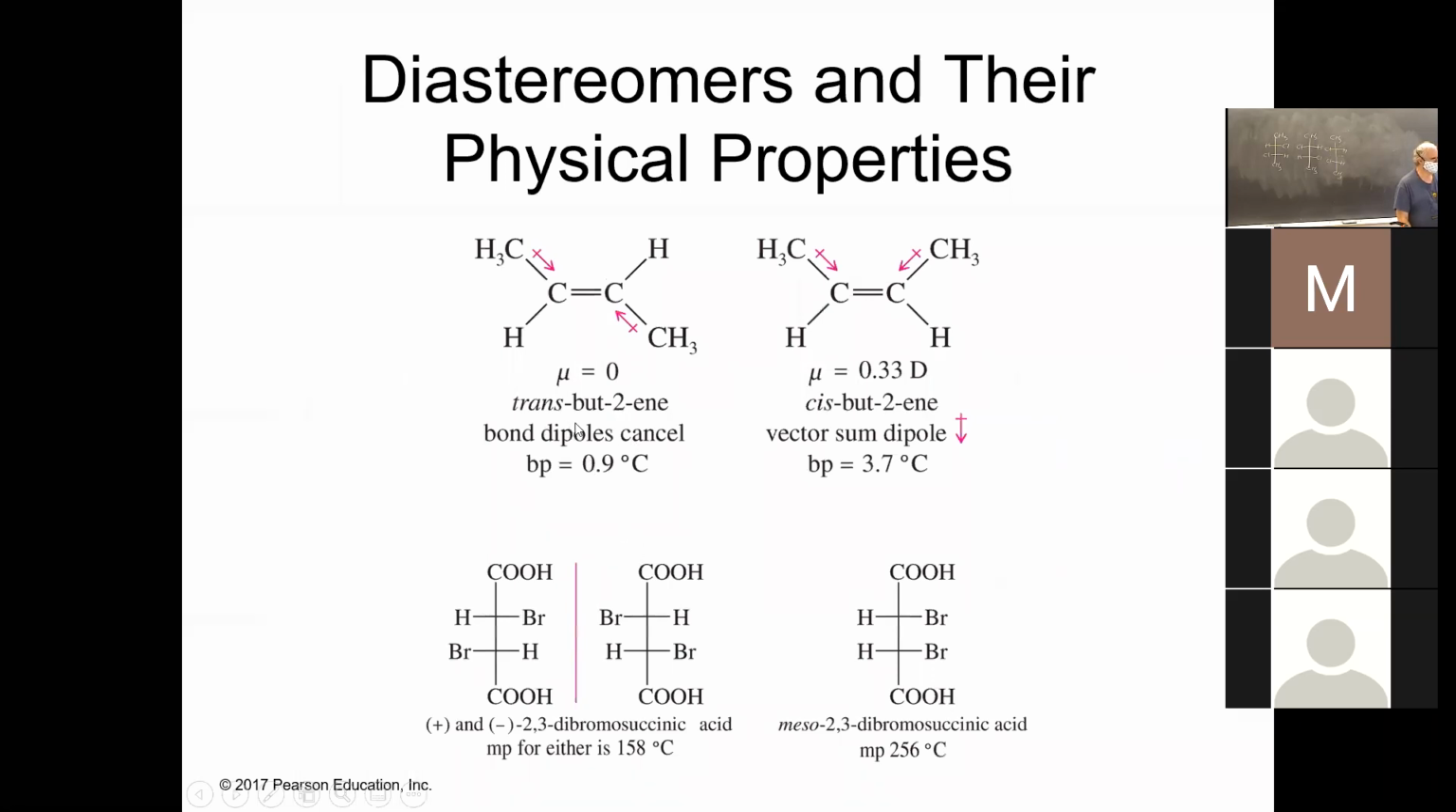Here we have cis and trans 2-butene. They've got different boiling points, 0.9 and 3.7. Here is plus and minus 2,3-dibromosuccinic acid. Both of them have the same melting point, but the meso has a much higher melting point. The main reason is that because of the high symmetry, it would pack more efficiently in the solid, so it would be more difficult to melt.